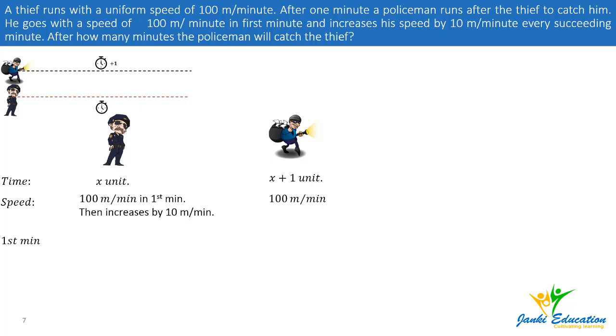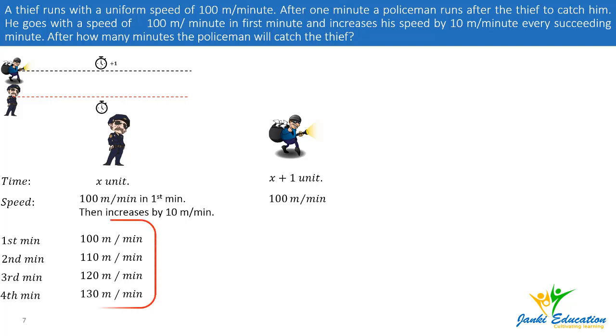then it increases by 10 meters per minute every succeeding minute. This means in the first minute the speed of the police is 100 meters per minute. For the second minute his speed will be 110 meters per minute. For the third minute his speed will be 120 meters per minute, and the fourth minute his speed would be 130 meters per minute, and it goes on increasing.